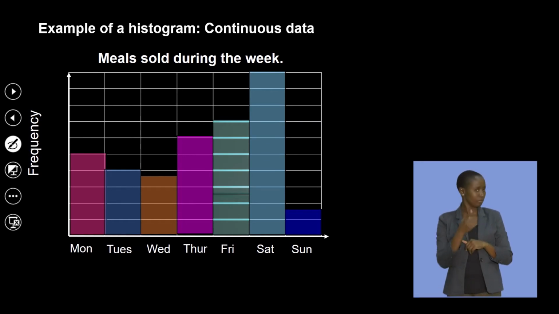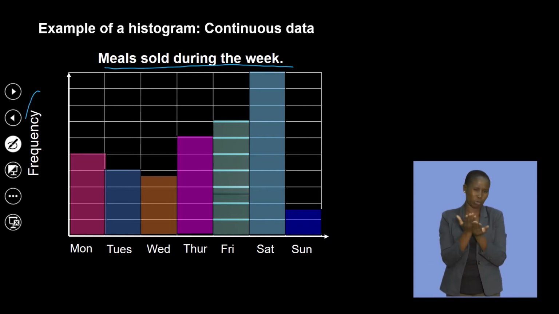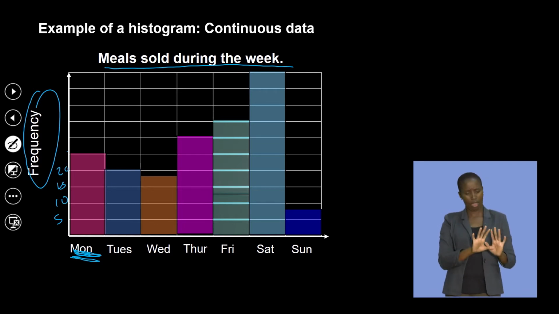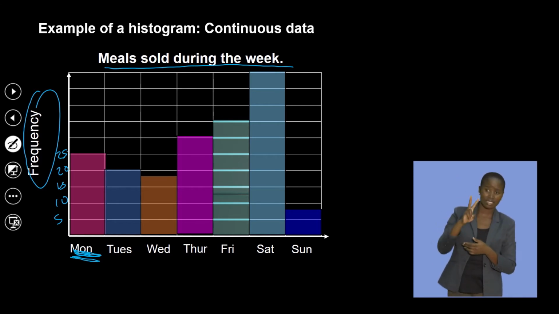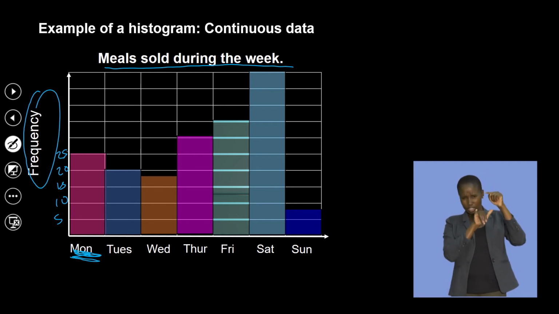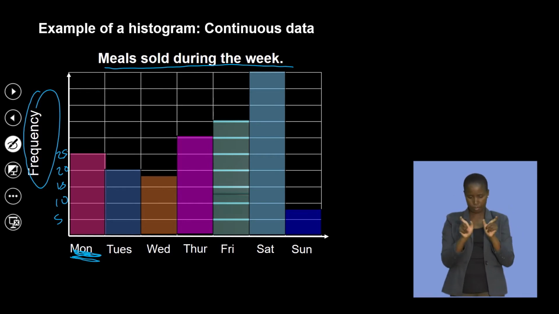Let's say meals sold during the week at the school or somewhere else. The frequency will be the meals sold on Monday. That will be the number there. Let's say the blocks go up in 5s: 5, 10, 15, 20, 25, and so on. So we can see that on Monday, 25 meals were sold. What do we see? The blocks touch. Are we all together? Here we group Monday, Tuesday, Wednesday, Thursday, Saturday, and so on.